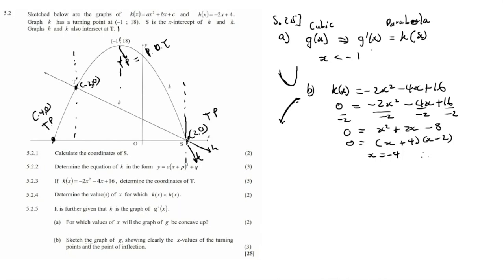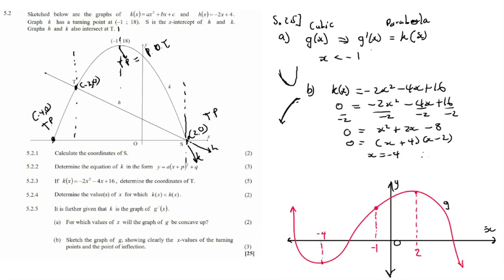But for the sketch of g, I actually have to show the x values only. I don't need the y values for the turning points and the point of inflection. So both for the turning points and the point of inflection, I only need my x values. So a sketch for B will look like this: concave up for all the x values less than -1, I get concave up, and for all the values greater than -1, I get concave down.